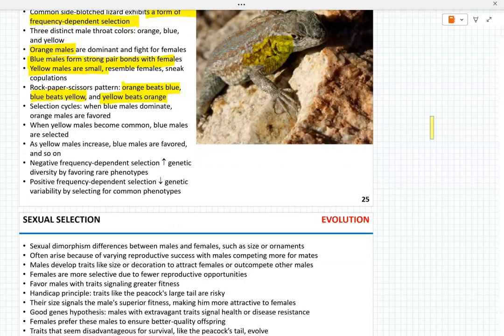When blue males dominate, the orange males are at an advantage. Then yellow males become common, and now blue males start getting selected. When yellow males increase, blue males are favored, and that goes on and on. So this is an example of negative frequency-dependent selection. Negative frequency-dependent selection, as you can see, increases genetic diversity. Positive frequency-dependent selection decreases genetic variability because animals select for a similar phenotype.